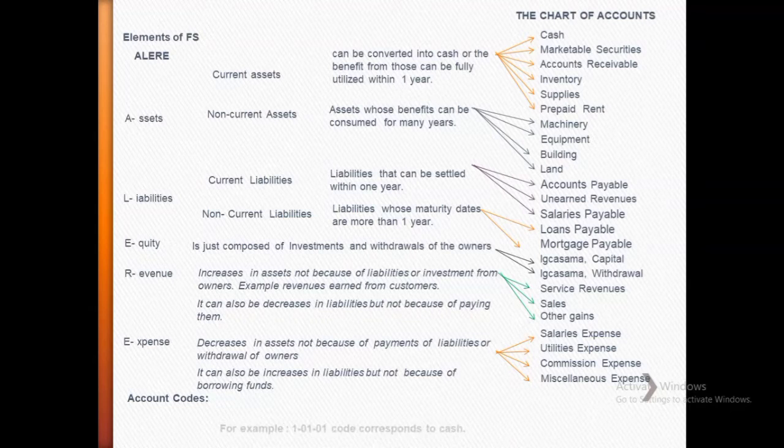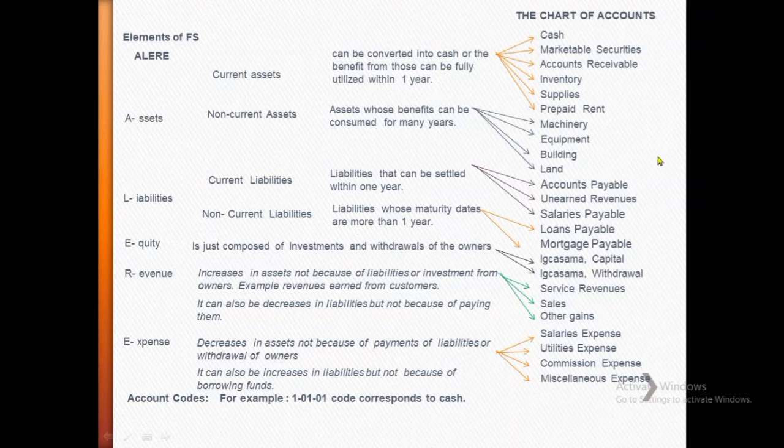Let's say for example, the 1-01-01 code corresponds to cash. Of course, the account code should have a meaning. Like when I made the sample code, the first digit corresponds to what element of FS the account is. So 1 is for the assets, 2 is for the liabilities, 3 is for equity, 4 is for revenues, and 5 is for expenses. And since cash is an asset, I used 1 right here.